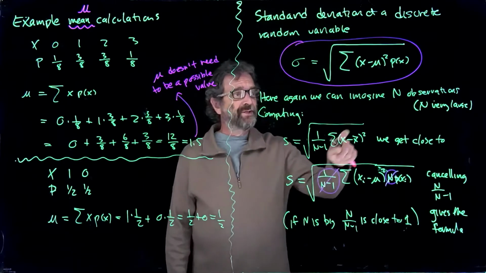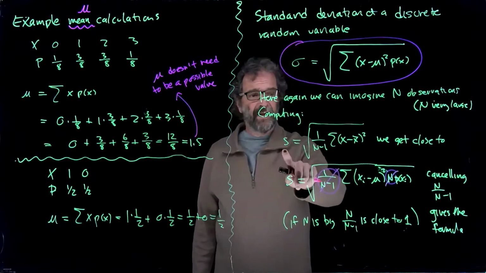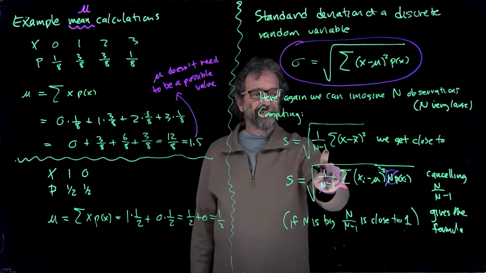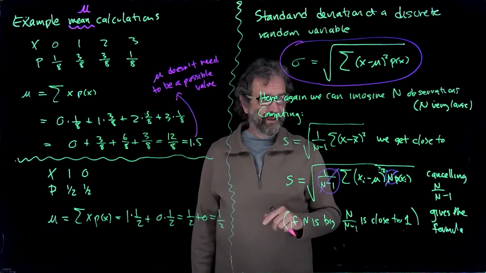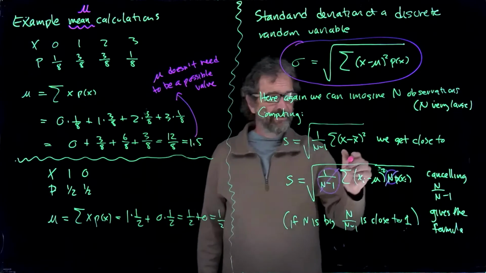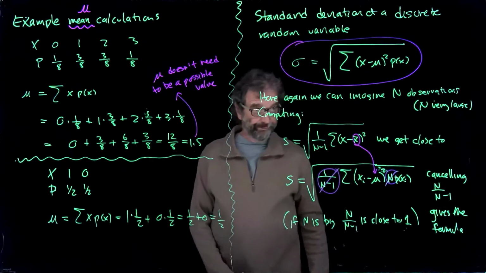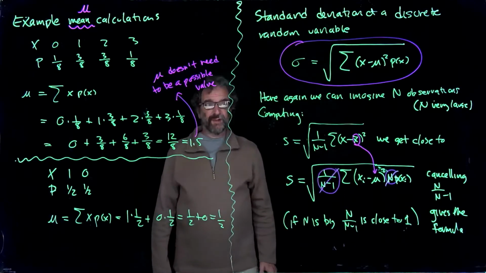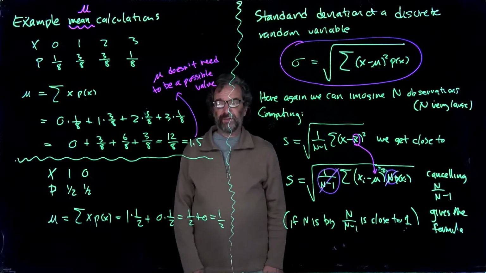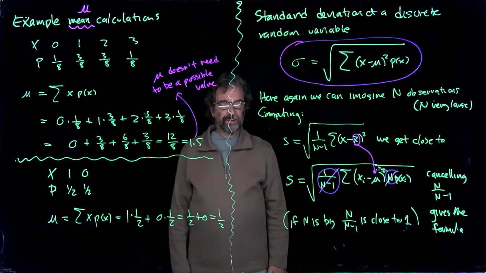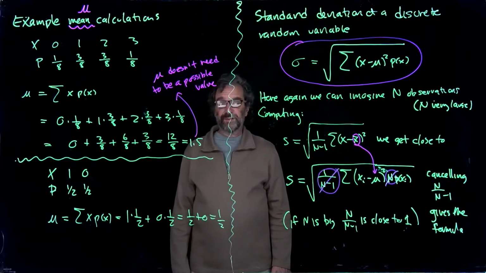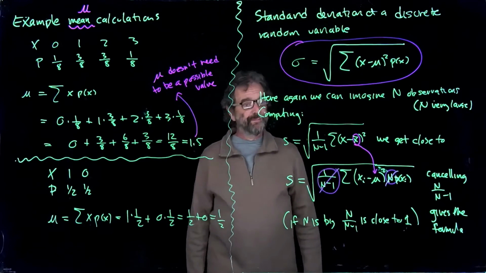So here again, we can imagine n observations where n is very large. We compute s, the square root of 1 over n minus 1, times the sum of x minus x bar squared. And we're thinking when n is very large, x bar should be basically mu. So that's what happens when you average more and more values from an experiment. X bar gets close to mu. That's actually called the law of large numbers, but we haven't gotten there yet.